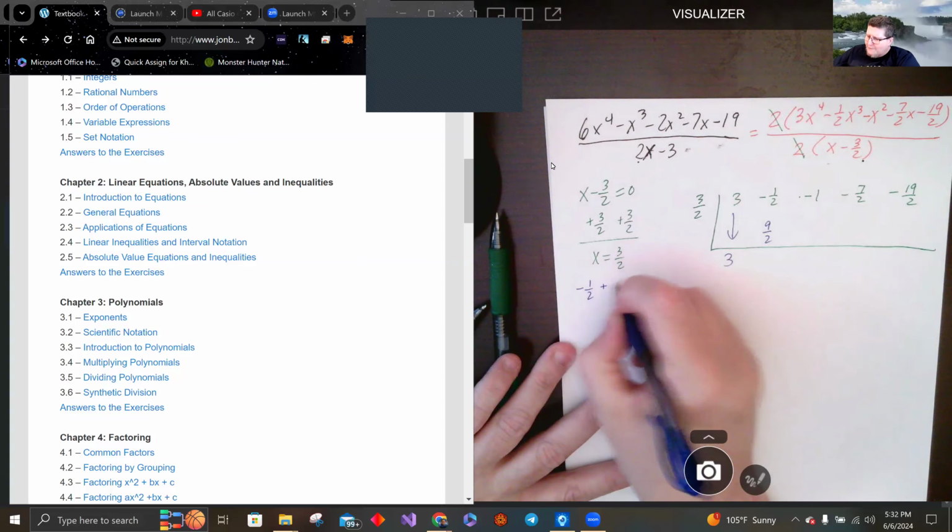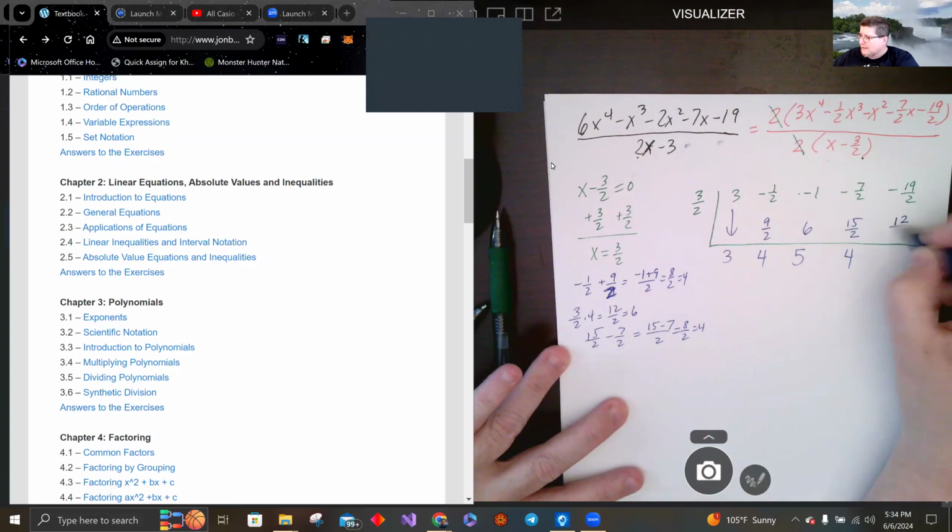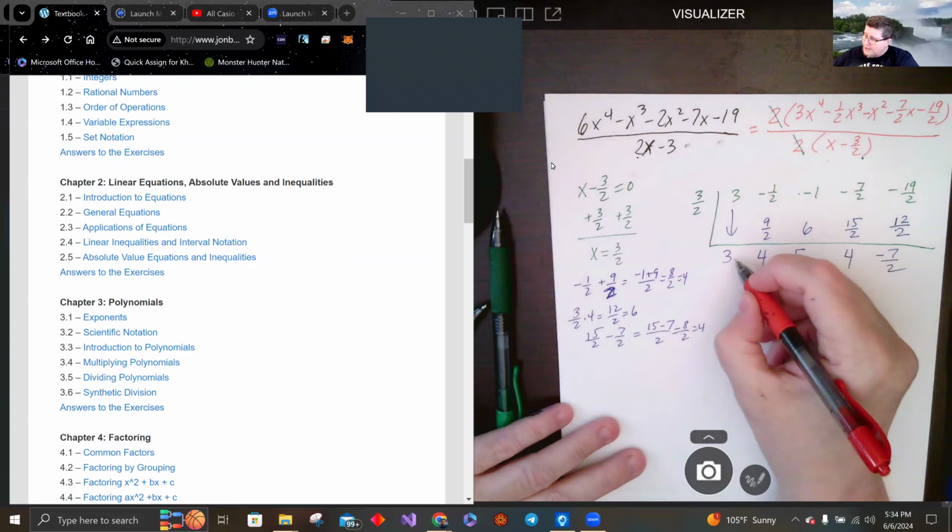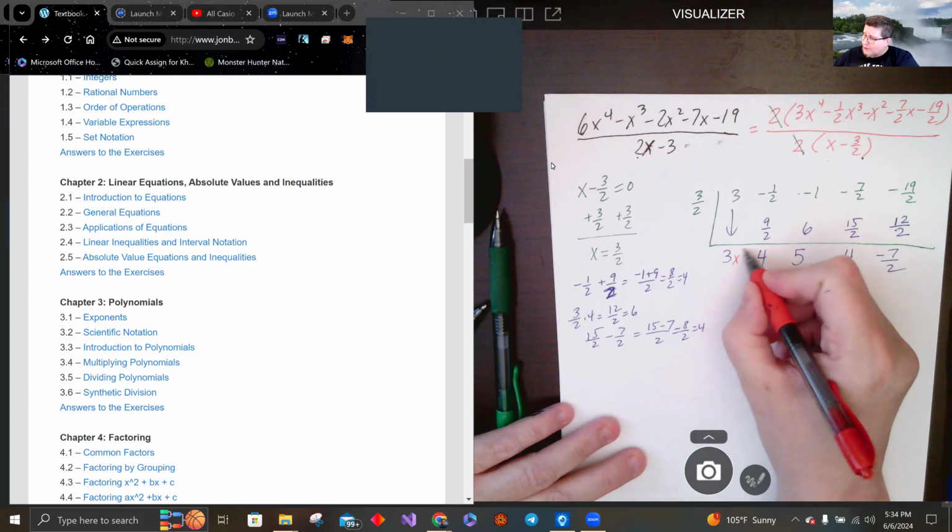3 over 2 times 4 is 12 over 2. I'm going to leave it as 12 over 2 rather than simplifying. That way I can combine these a little bit easier. Negative 19 plus 12 is negative 7 over 2. So these are the terms of a polynomial 1 degree smaller.